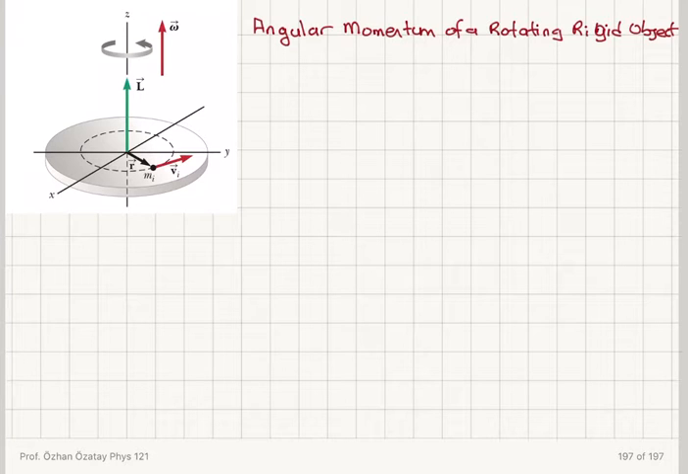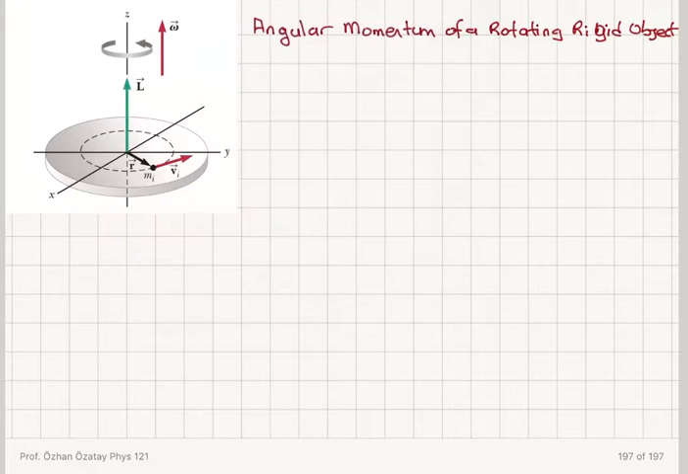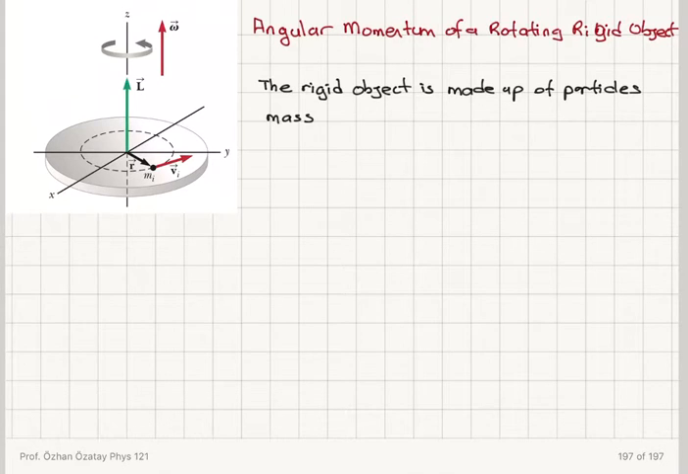Let's say that we have a disk as an example of a rigid object that is rotating about an axis that is perpendicular to its center, so it's along the z-axis, that is the rotation axis. And if I consider that this object is made up of particles, as we normally do, the rigid object is made up of particles.